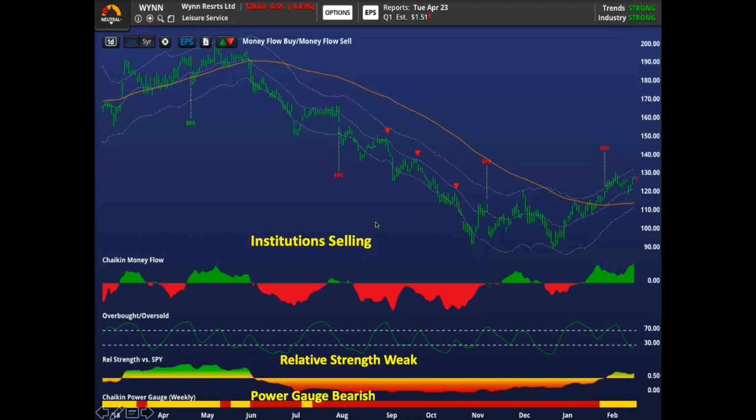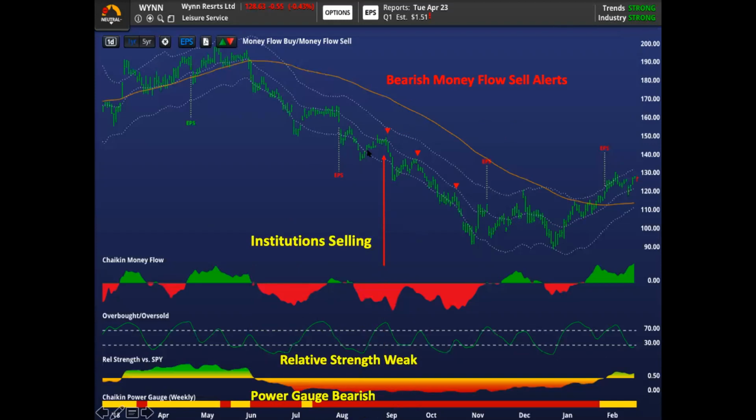Now we're going to give you an advanced look at a very special pattern that we're going to talk about a little further along in the webinar. We call it a Chaikin bearish money flow sell alert. It happens when a stock gets overbought and Chaikin money flow stays red.